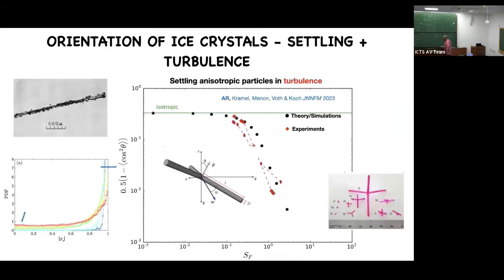So I'm just showing here one snapshot of turbulence. No, you're averaging over many realizations.